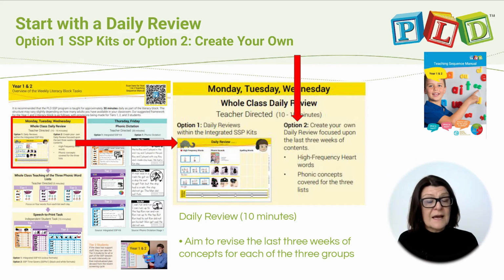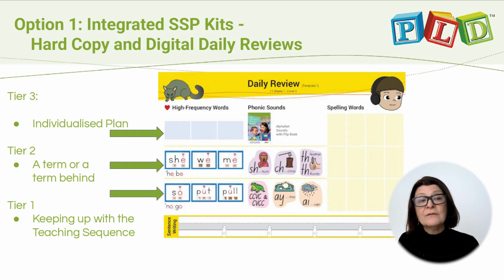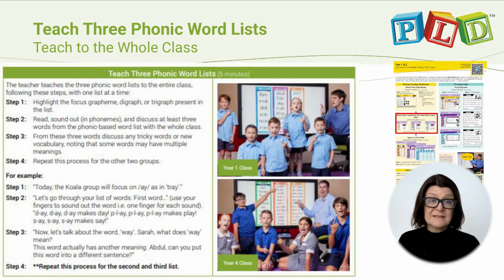If you're using starter packs, you're going to have to create your own PowerPoint, revising the last 3 weeks of content. Here's an example of the integrated SSP kit, which provides Tier 1, Tier 2 and Tier 3. The individualised plan teachers will need to map into that daily review. Teachers then have 3 lists, 3 sets of concepts to teach, and that teaching is to the whole class.